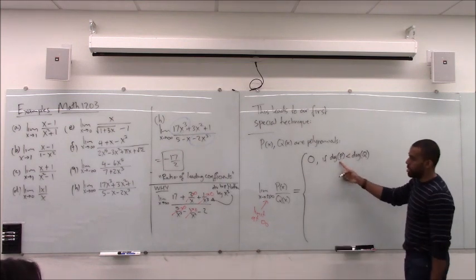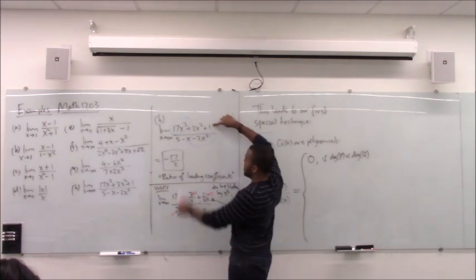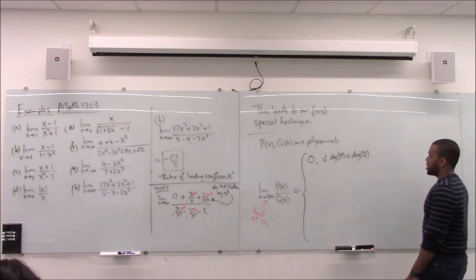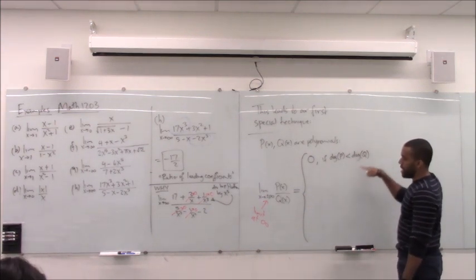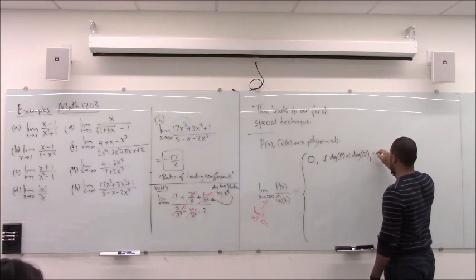Now the degree is just the highest power, right? So here the degree of P is 3. That's the highest power. So if the highest power on the top is smaller than the highest power on the bottom, it goes to 0. You call this bottom heavy.